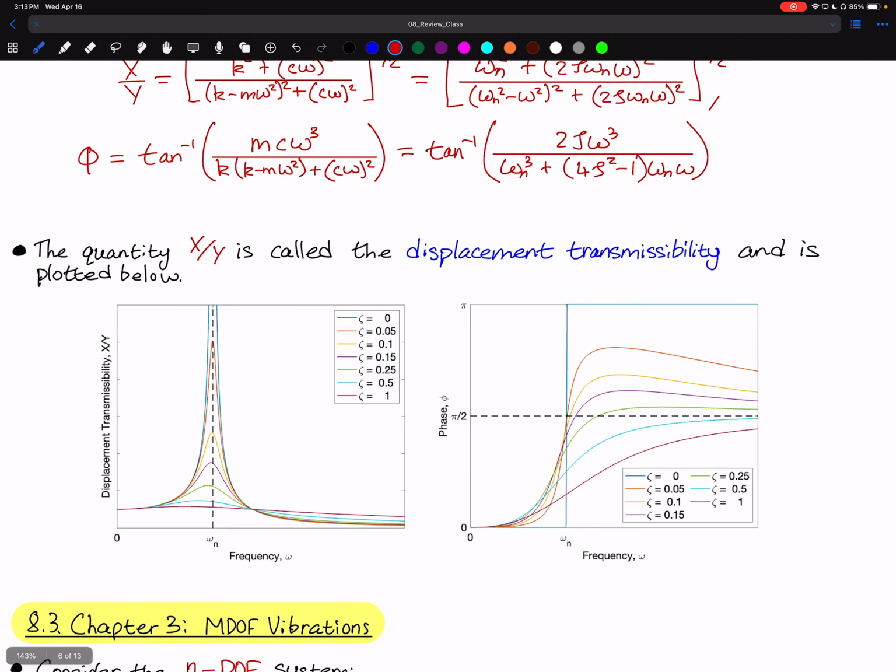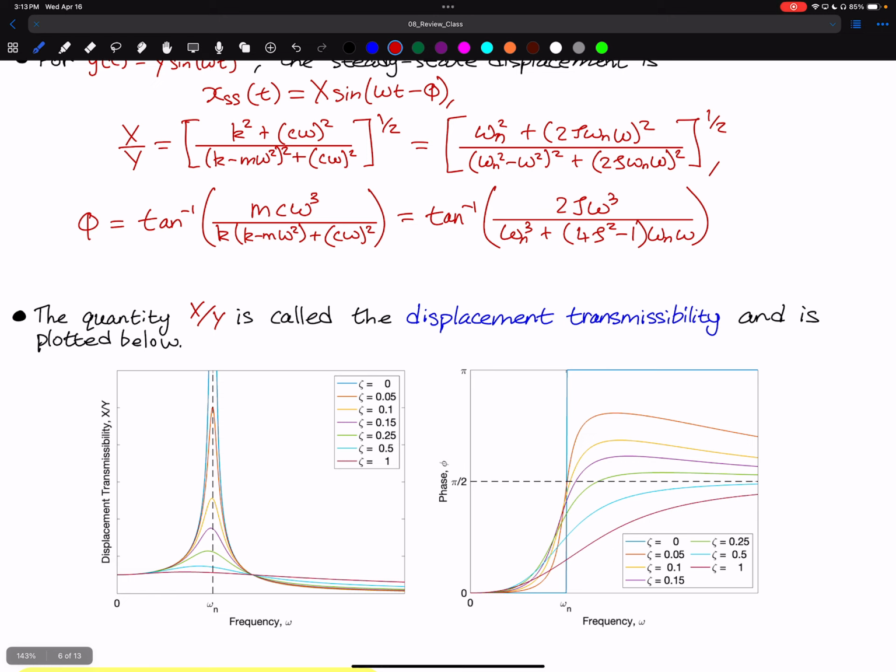And then I've included the plot of what the displacement transmissibility looks like and then what that phase looks like for this system. And you could go and produce Bode diagrams as well for this.